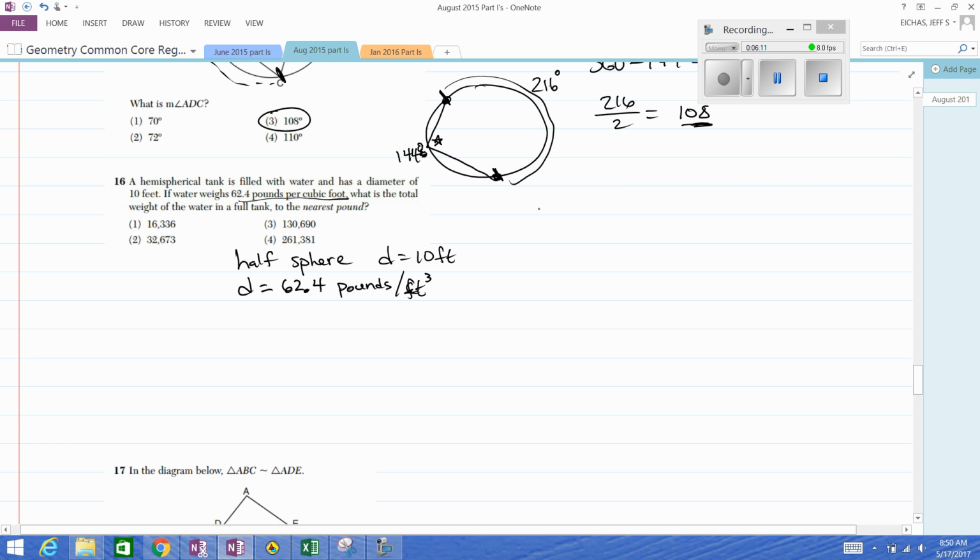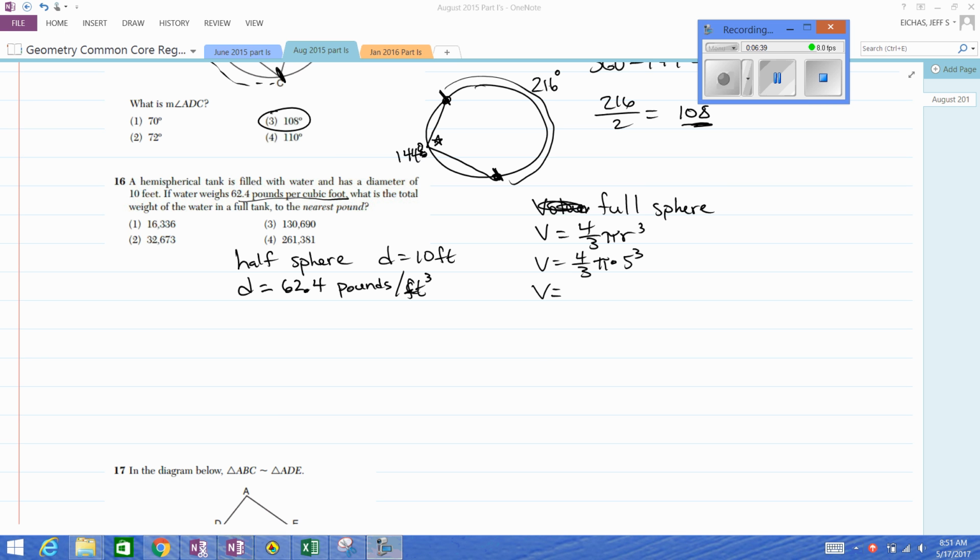So what we would do is get the volume of the whole sphere. Let's say volume of a whole sphere. The formula comes right off of the formula sheet, 4/3 pi r cubed. If the diameter is 10, remember the radius is going to be 5. Just keep in mind that we are calculating for a full sphere. We'll eventually have to cut that in half. When I do that, I get 523.59.